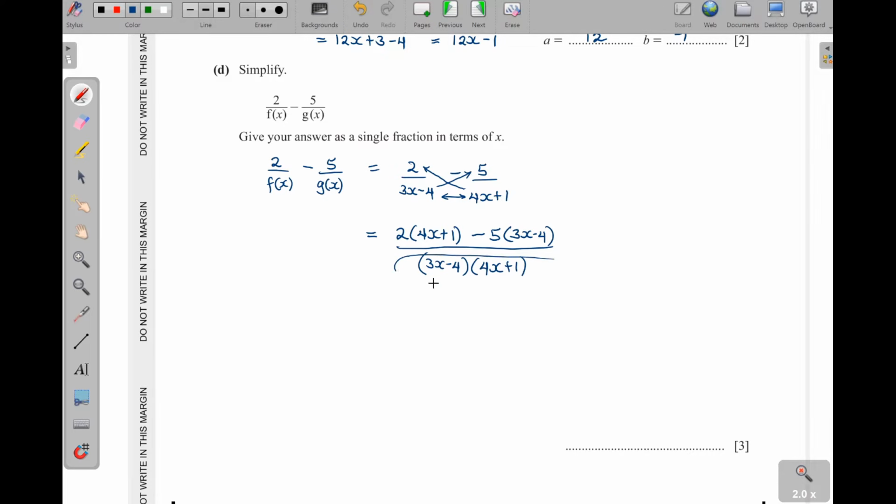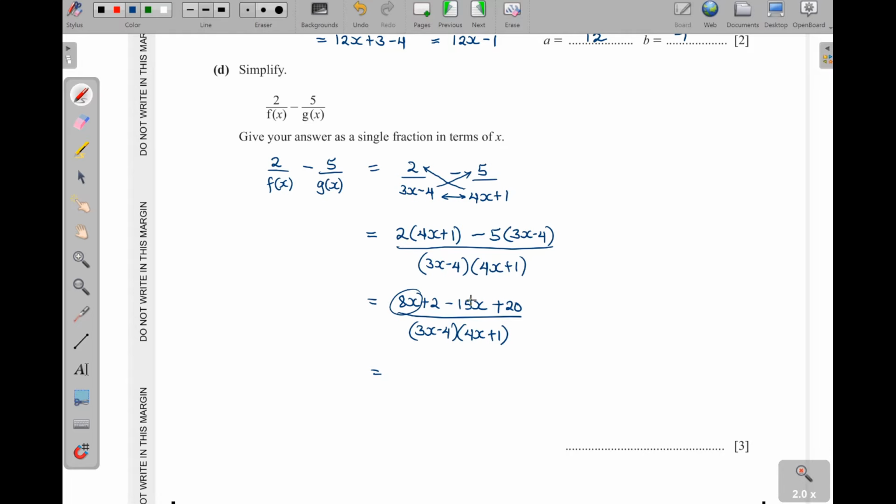You don't need to waste time to open brackets here in the denominator. Just simplify what is up here in the numerator. So we open the brackets. This one is going to be 8x, then plus 2, then minus 15x, and then here negative times a negative, you get a positive, right? So we shall have positive 20. Then out of 3x minus 4, and then 4x plus 1.